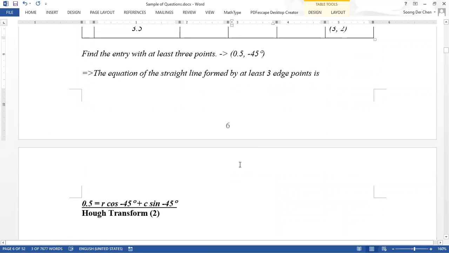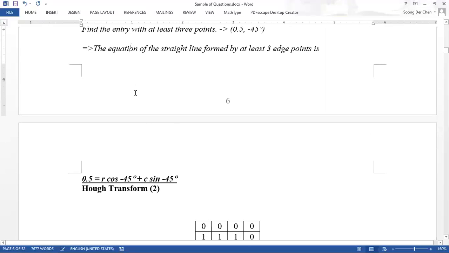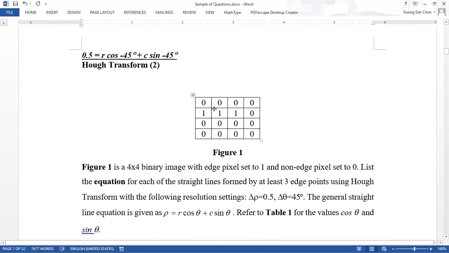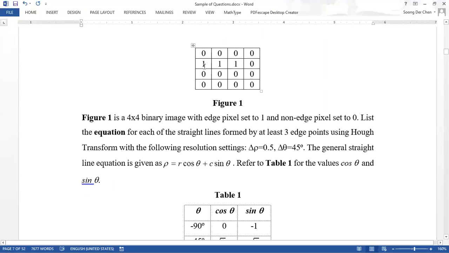Everybody, are you okay? Okay, I'll go for the second example. The third one, I'll leave it for your own self-study. Okay, second example. So again, the same thing. You are going to look for a line formed by at least 3 H points. All right.